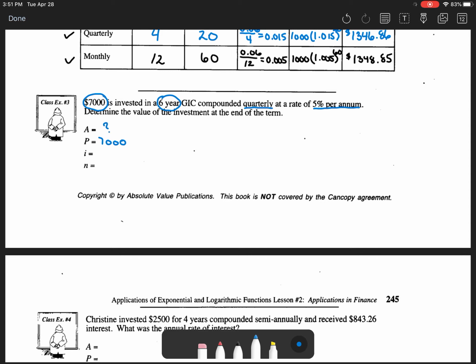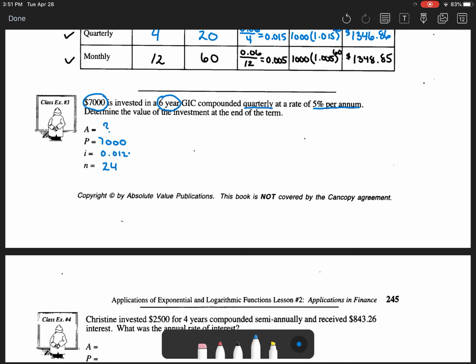I'm compounding quarterly. So again, what does that mean? That means 4 times a year or every 3 months. And the bank is giving me 5% for each year. So they want the value of the investment at the end. That means they're looking for the final amount. So what do I do for I and N? Well, again, some people will go right to N because it's a little bit easier. N is going to be what? Quarterly is 4 times a year for 6 years. So I'm going to have 24 times that I'm collecting or compounding interest.